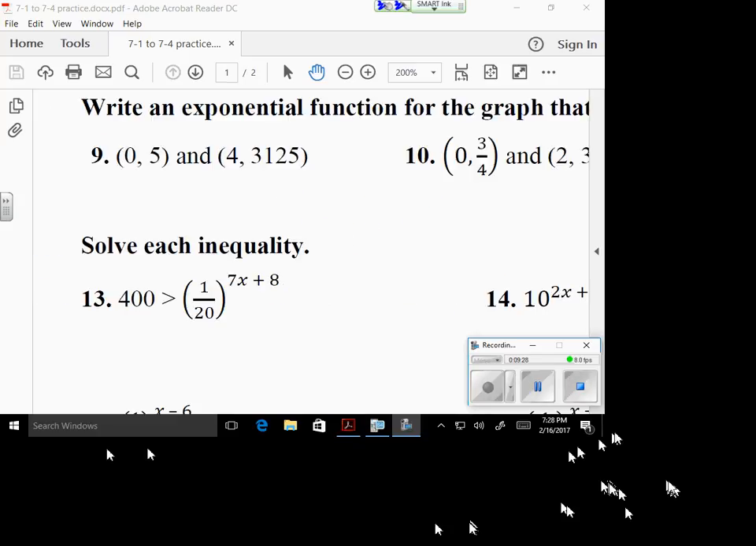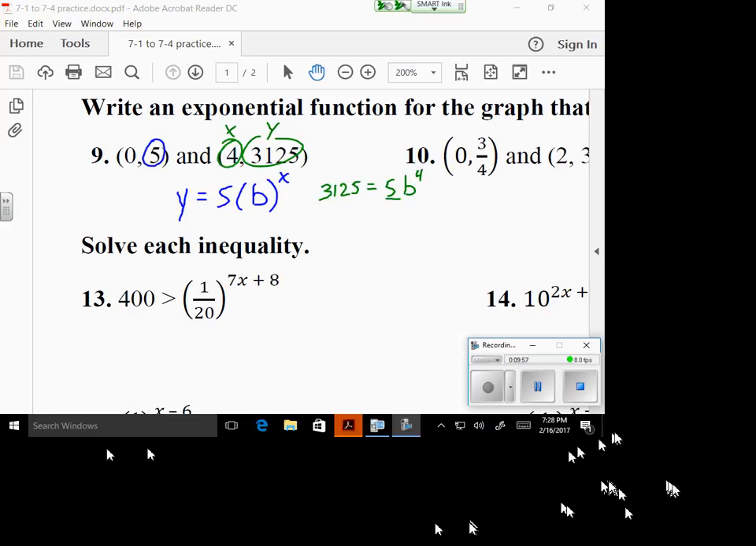Number 9, we want an exponential function. Since we know the y-intercept is 5, this is going to look like y equals 5 times b to the x power. We need to find b, so we're going to use this for x, this for y, to temporarily plug them in and help us find the value of b.